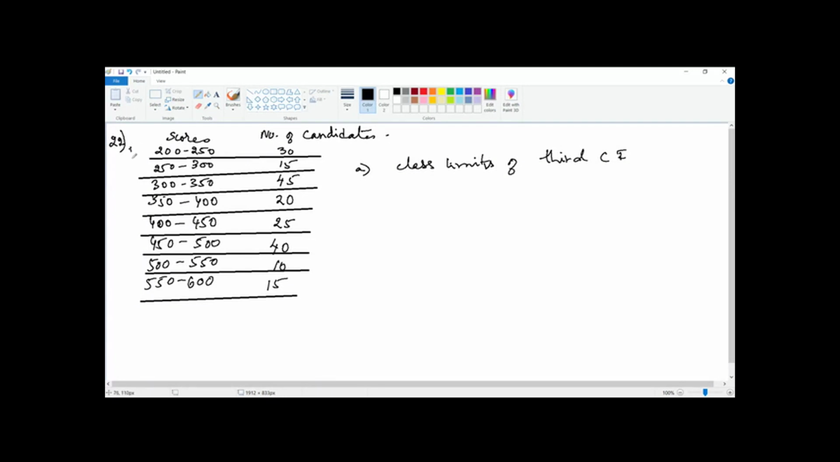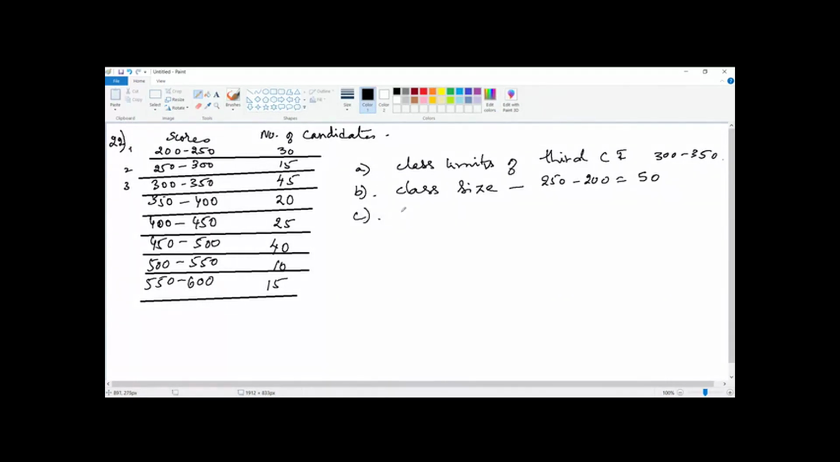This is the first one, this is the second one, this is the third: 300 to 350. 300 is the lower limit, 350 is the upper limit. Next, find the class size. 50. 250 minus 200, that is 50.